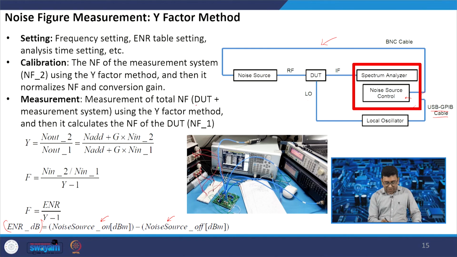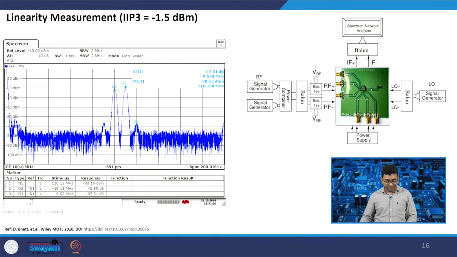Then comes the measurement of the total noise figure of the DUT plus the measurement system using the Y factor method, and it calculates the noise figure of the DUT, that is noise figure underscore 1. So, you need a Y which is internally calculated because the ENR is provided, and finally the noise figure is given by excess noise ratio divided by Y minus 1. We already have discussed this during the noise figure measurement, so I am not going into the detail, you can go back and listen to that lecture.